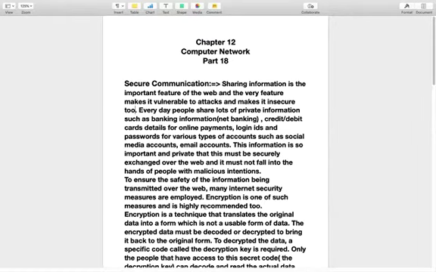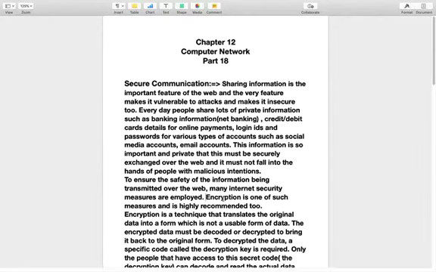To ensure the safety of the information being transmitted over the web, many internet security measures are employed. We want to secure all these things, and there are lots of methods to secure this. Encryption is one such measure and is highly recommended. Encryption is a technique to secure our information.